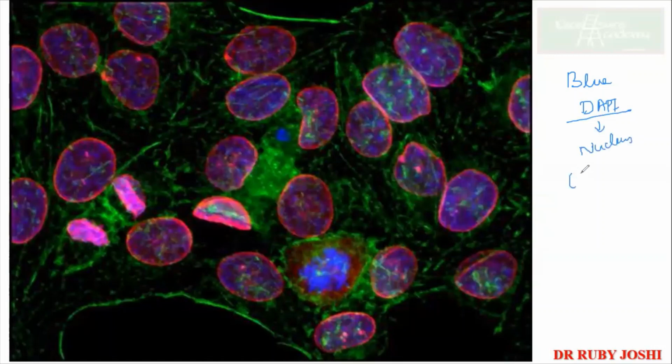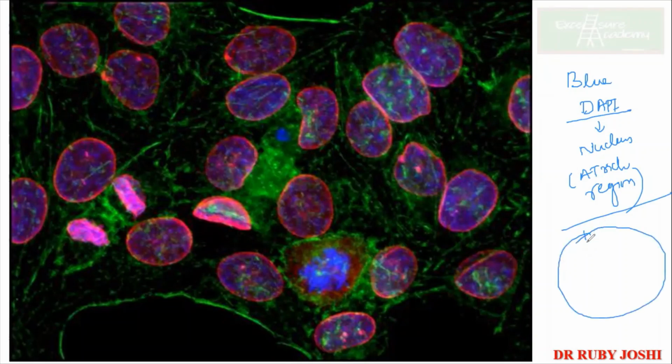And the AT-rich region of your DNA. So wherever there is an AT-rich region in your chromatid, that is going to get stained by the DAPI, and that will look like your blue color. Now, what I just explained to you is that this is your nucleus. Here was your NPC, and below it I showed you the lamins just now, correct? Lamins are present like this.